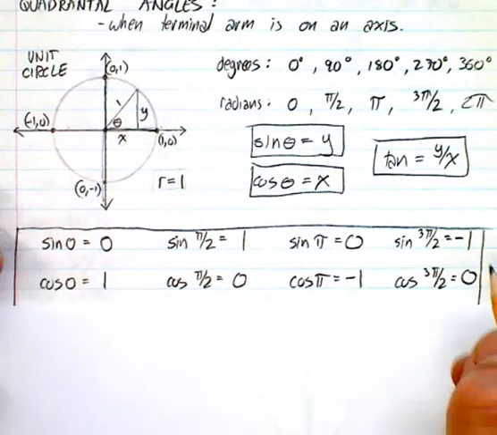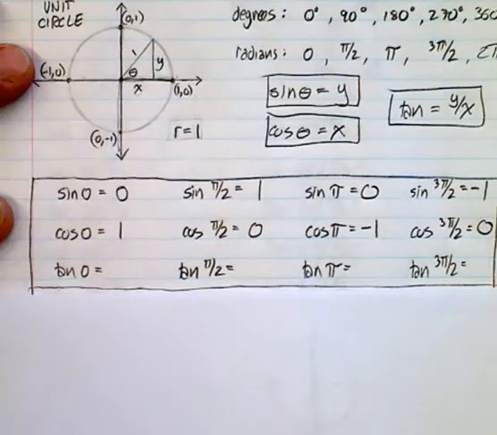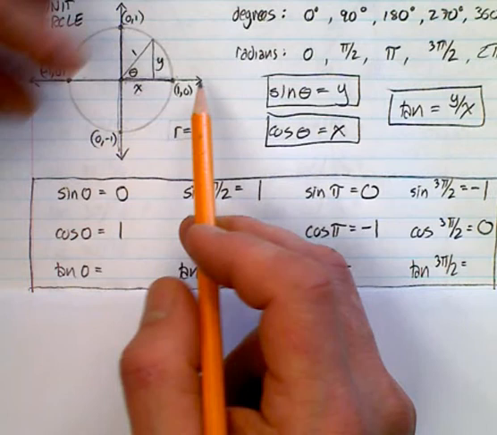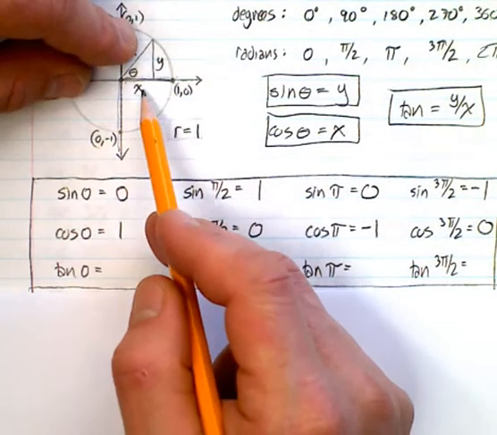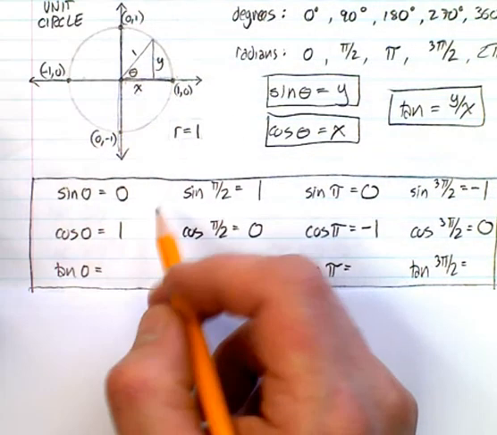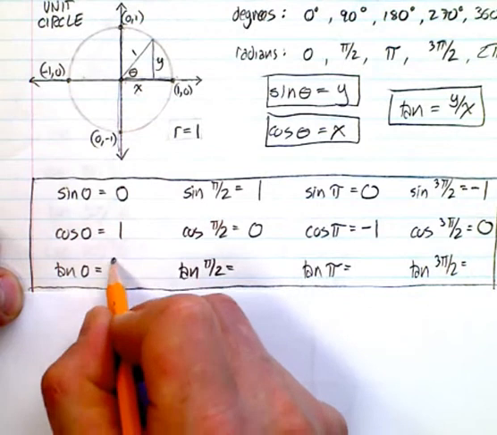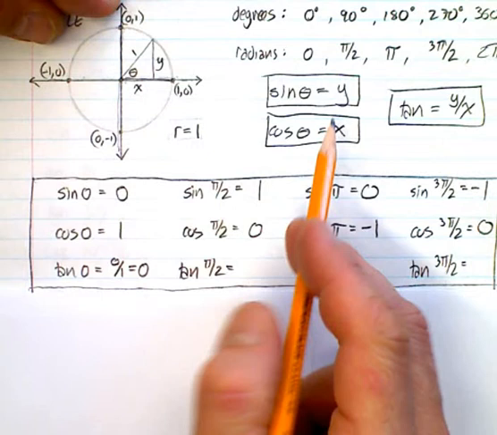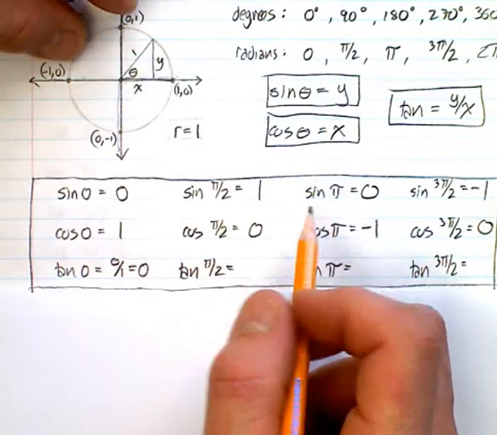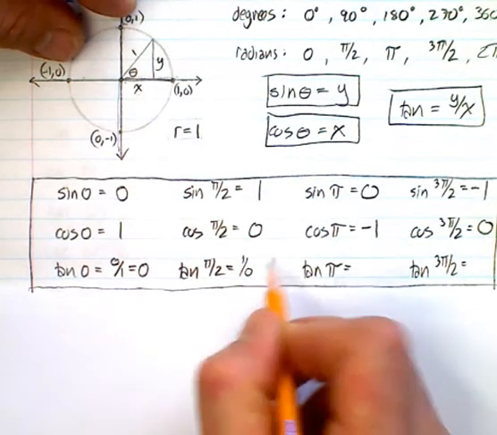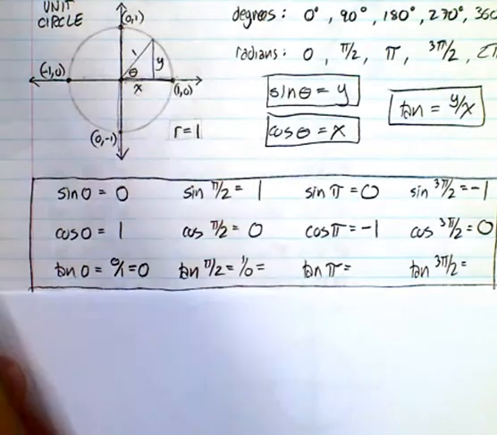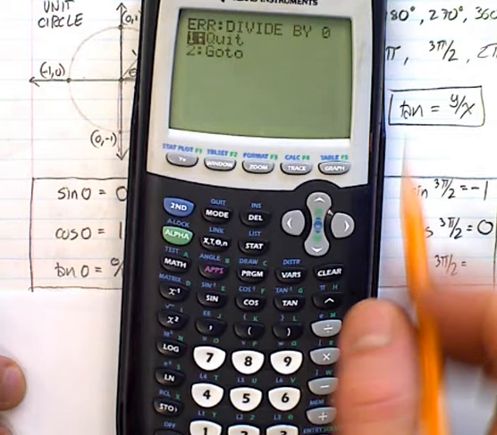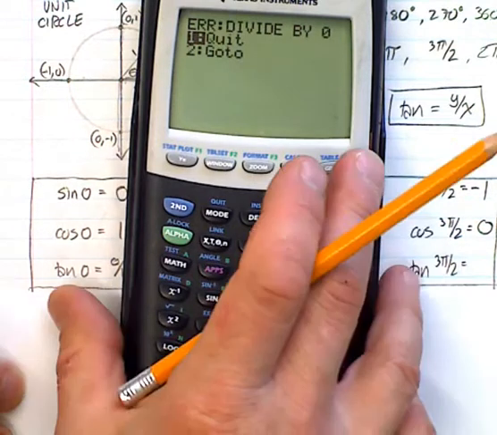And if we look at the tan function here, the tan of 0 is y over x. So if my y is 0 and my x is 1, then 0 over 1 is equal to 0. And at pi over 2, it's y over x, so this is going to be 1 over 0, which you can't do. If you actually do 1 divided by 0 on your calculator, you get an error message. It doesn't work. Divide by 0, no worky.